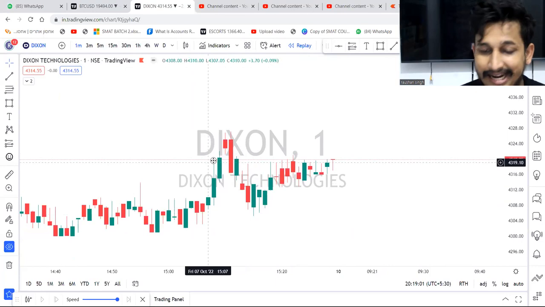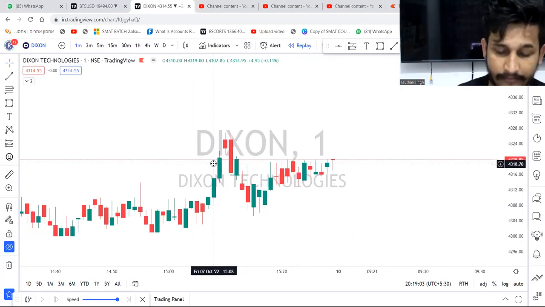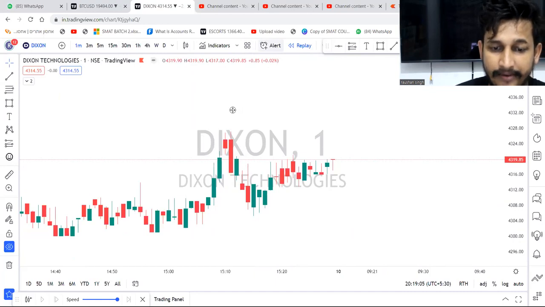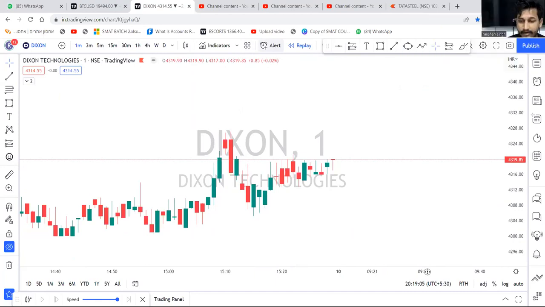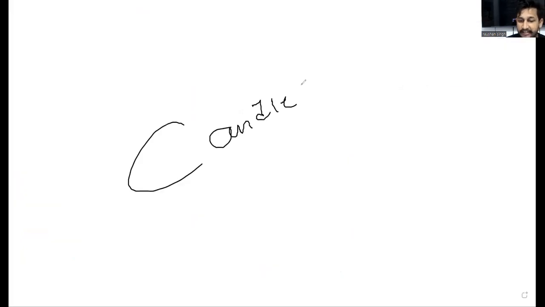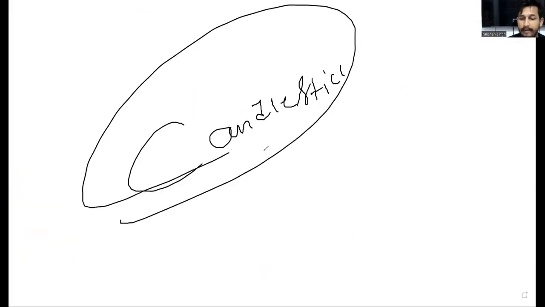We will understand this part in detail as we go ahead with the classes. In the next class we will understand about these candlesticks and how we identify which type of candlesticks we have. I'll just brief this part in the next class as well. I hope you know this one already.